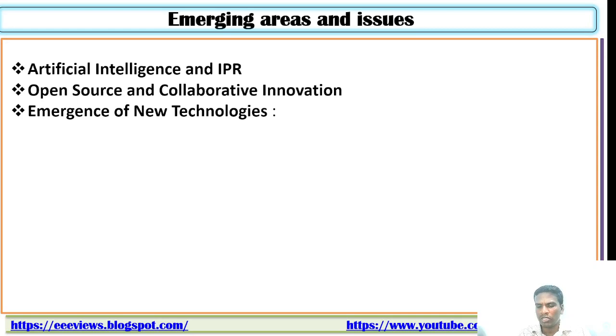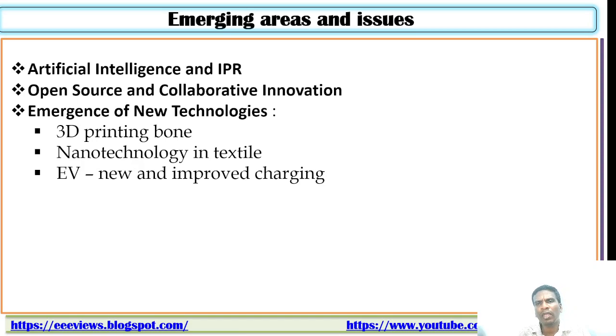And the emerging areas then include nanotechnology. Suppose you are out for a walk and suddenly it rains, and you don't have an umbrella. If you are wearing nanotechnology textile material, that material will not absorb the water, so you are not going to get wet. There are also new technologies in electric vehicles: what are the new ways of charging, and what new battery materials can we use? These are the new emerging technologies. So these are the emerging areas in intellectual property.